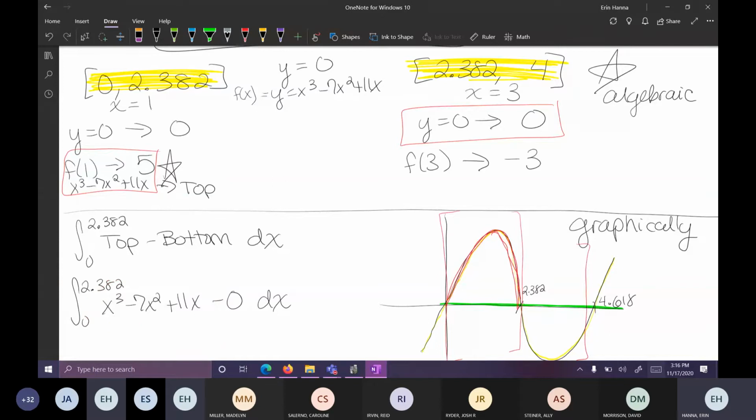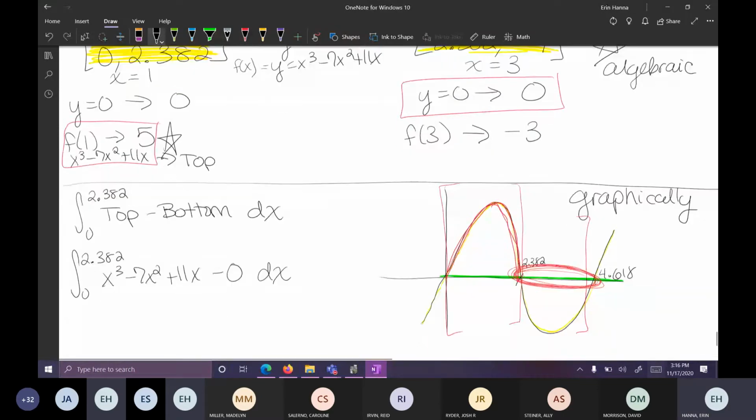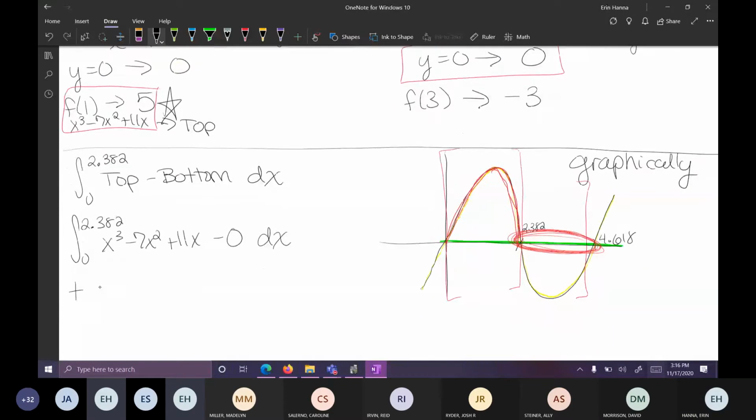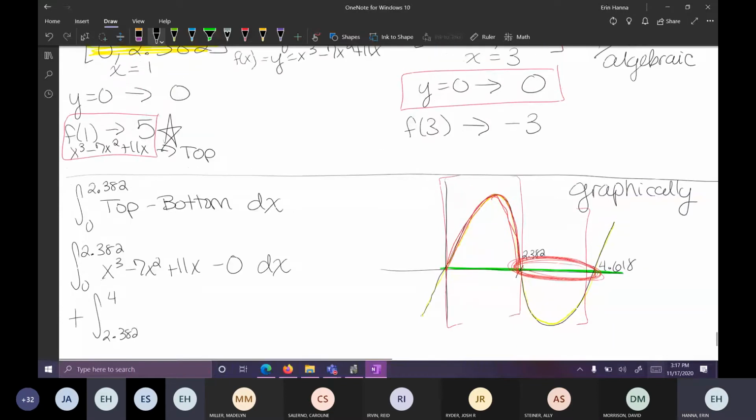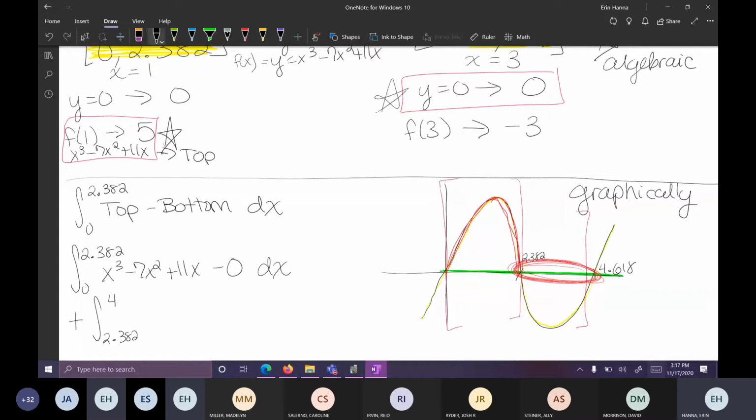But then once we hit 2.382, the x-axis turns out to be on top of the function. So in the second integral that I didn't write down, from 2.382 to 4, that's why I boxed the one with y equals 0. That means the 0 function's on top, and the x cubed minus 7x squared plus 11x is on bottom.